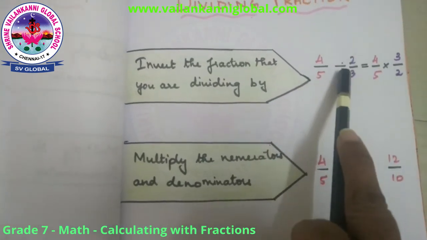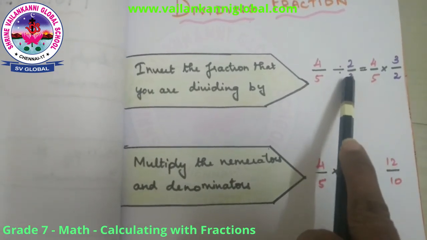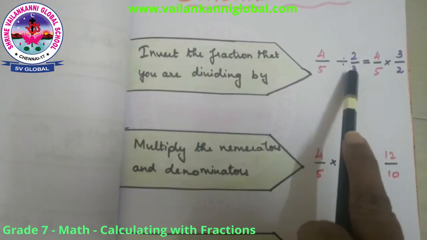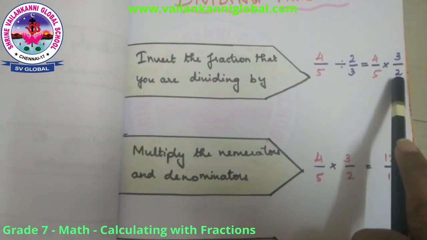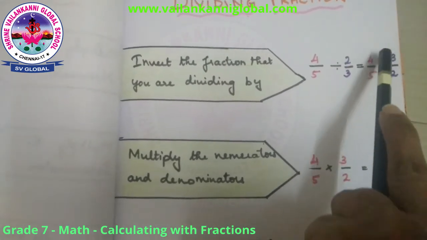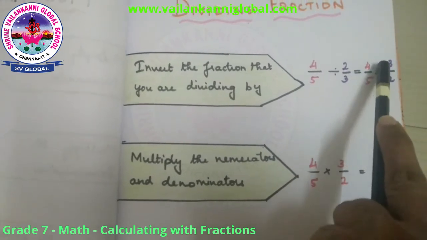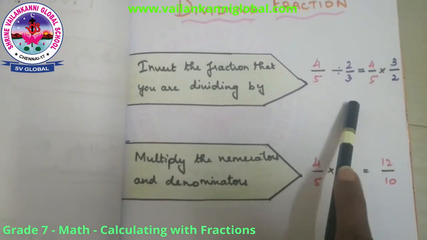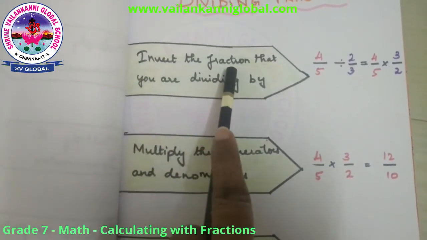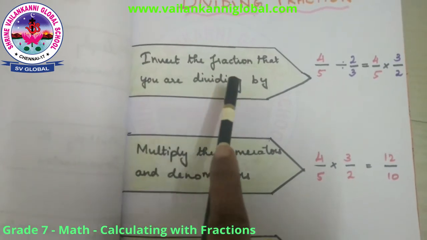Reciprocal means you should write down this fraction upside down. That is, the denominator goes to the numerator and the numerator goes to the denominator. That is 4 by 5 into 3 by 2. So this 2 by 3 we reciprocaled as 3 by 2. So this is the first step: invert the fraction that you are dividing by.